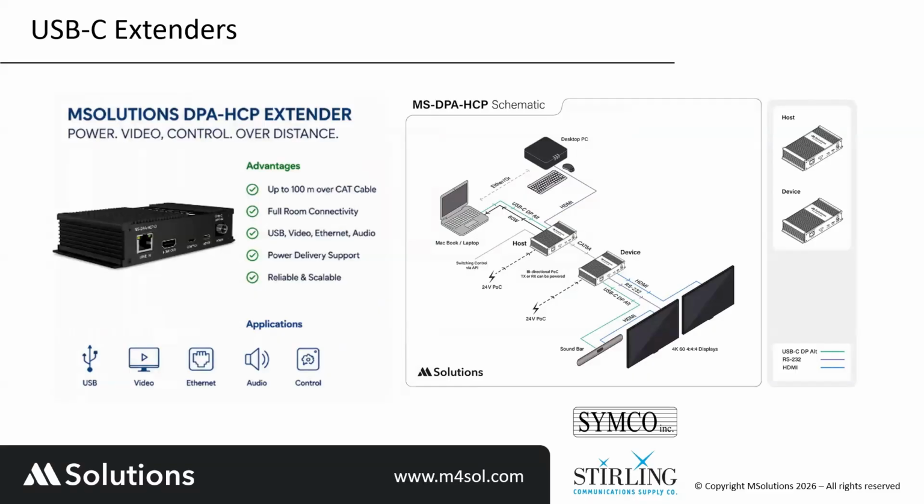And now let's talk a little bit about the USB-C extenders. When the required distance exceeds the capabilities of the passive or active USB-C cables, the next step is to use a USB-C extender. A USB-C extender can extend the connection up to 100 meters while maintaining all the essential functions, including USB data, DisplayPort, Ethernet, audio control, power delivery. It can maintain all of those.